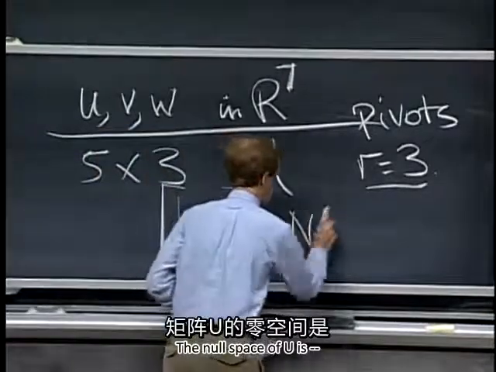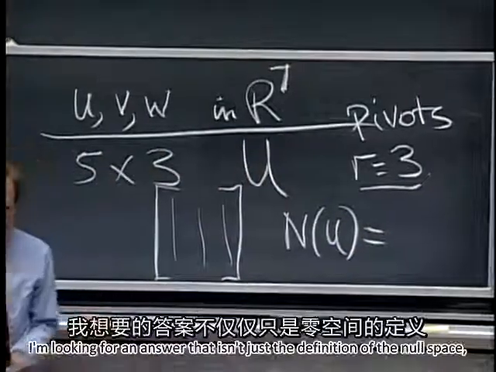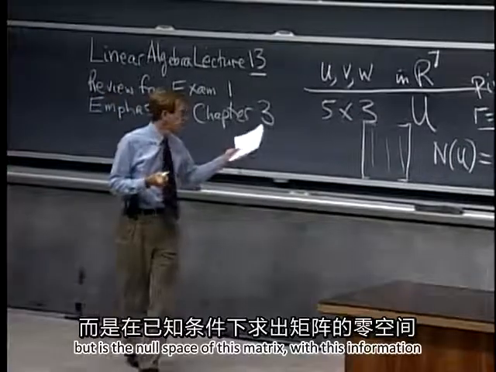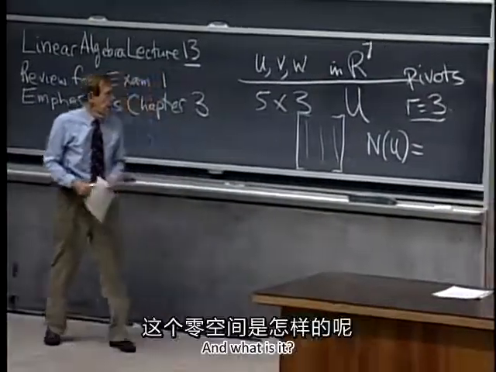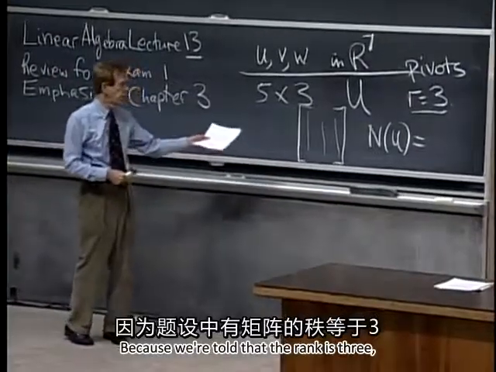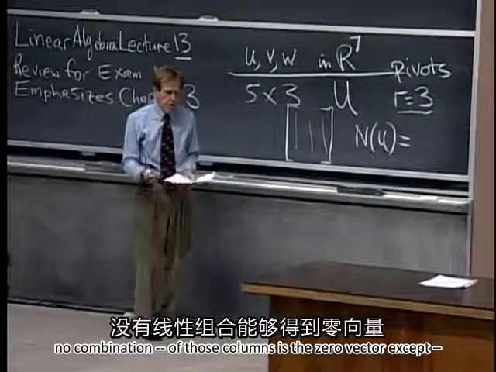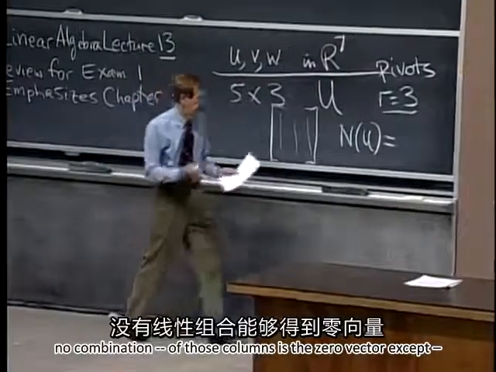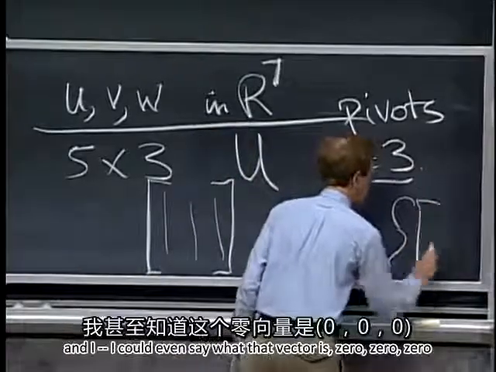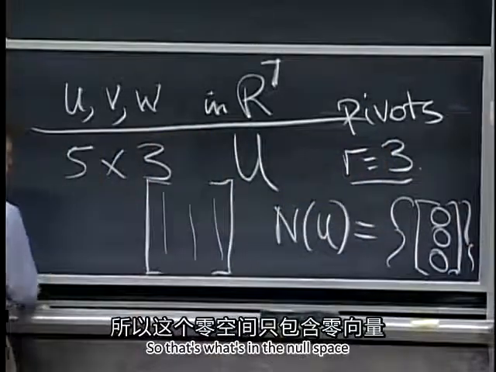The null space of U is, and of course I'm looking for an answer that isn't just the definition of the null space, but is the null space of this matrix with this information. And what is it? It's only the 0 vector, because we're told that the rank is 3, so those 3 columns must be independent. No combination of those columns is the 0 vector, except the trivial one, so the only thing in this null space is the 0 vector. And I could even say what that vector is, 0, 0, 0. That's okay. So that's what's in the null space.